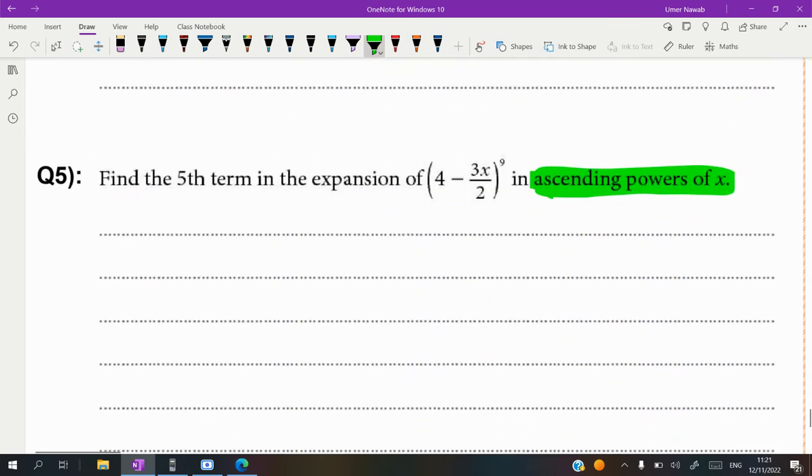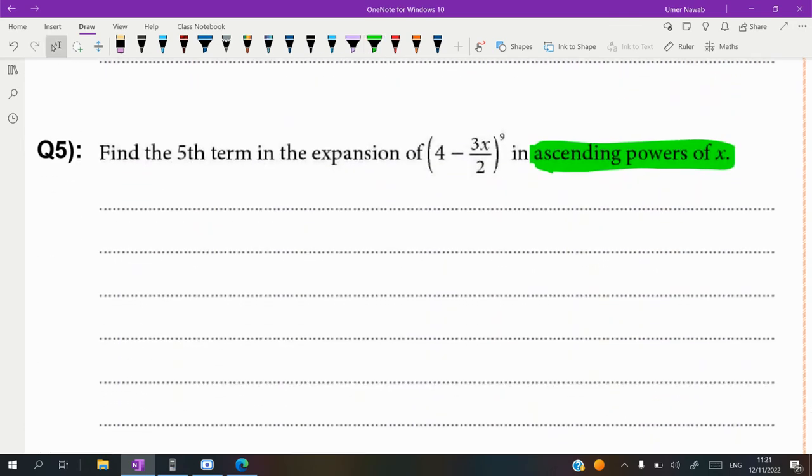And we can easily sort it out. Where is the ascending powers of x we have? And maybe he can write descending powers of x. So you need to be careful. Anyways, I'm looking for a fifth term. So fifth term means what? Fifth term means 9c4.